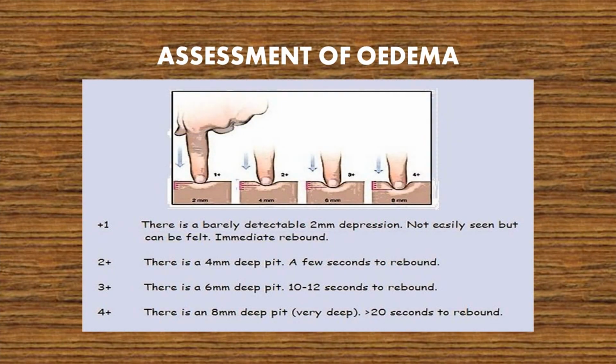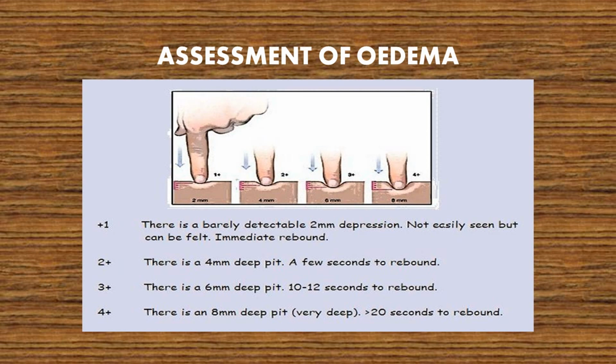Now, how to assess edema? As we can see in this diagram, there are 4 grades: 1 plus, 2 plus, 3 plus and 4 plus. So the first one is that whenever we apply pressure to a particular area where edema is present, there is a slight pitting, but after the removal of pressure, it disappears rapidly. Basically, the pit is about 2 mm depression, so it's 1 plus.